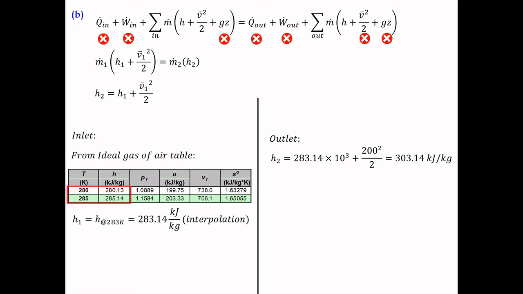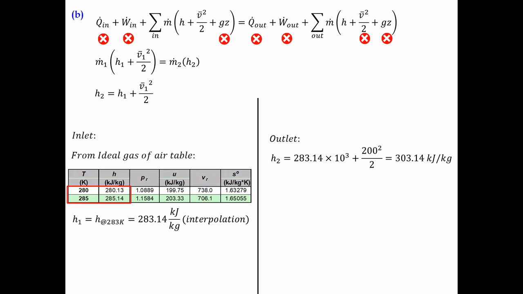we can get the value of H2 based on the equation that we derived from the energy balance equation. Remember the term for kinetic energy is in joule per kg and the value of H1 is in kilojoule, so you need to make sure that you use the same unit when you make the calculation. For this case, I change the unit for H1 from kilojoule per kg to joule per kg. Then we calculate, and we will get H2 equal to 303.14 kilojoule per kilogram.